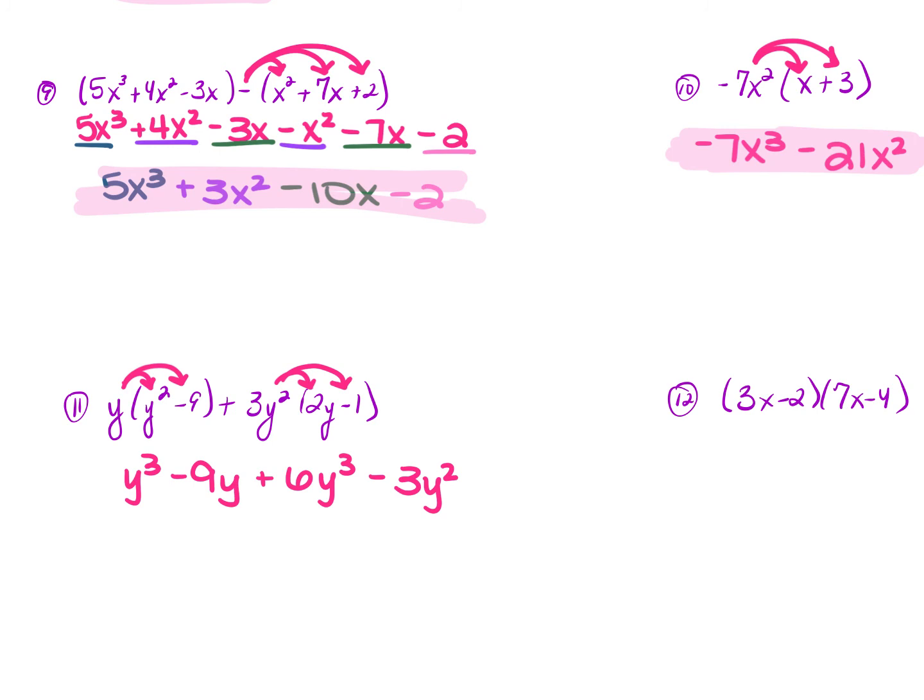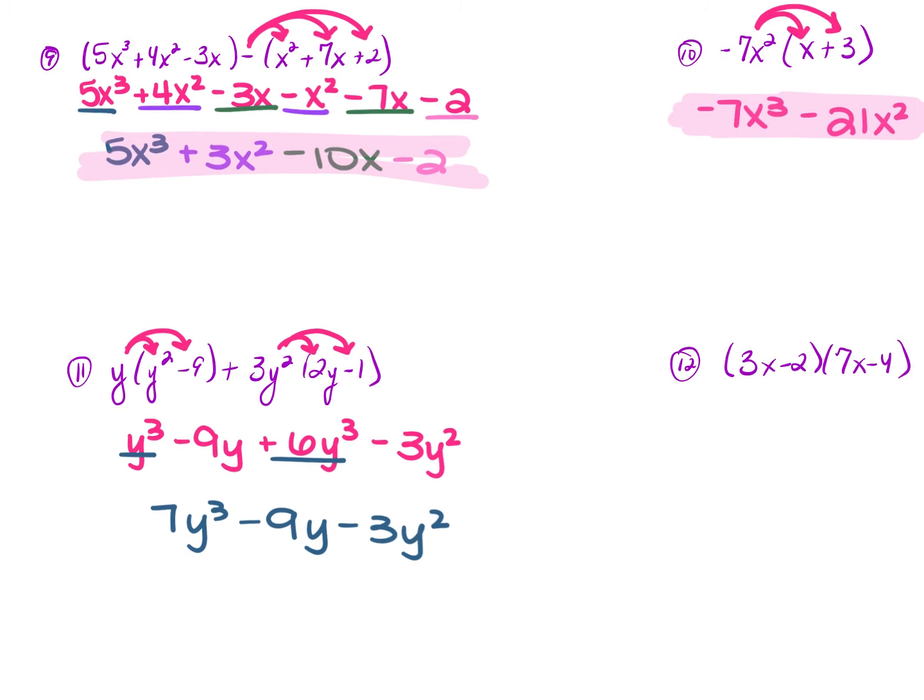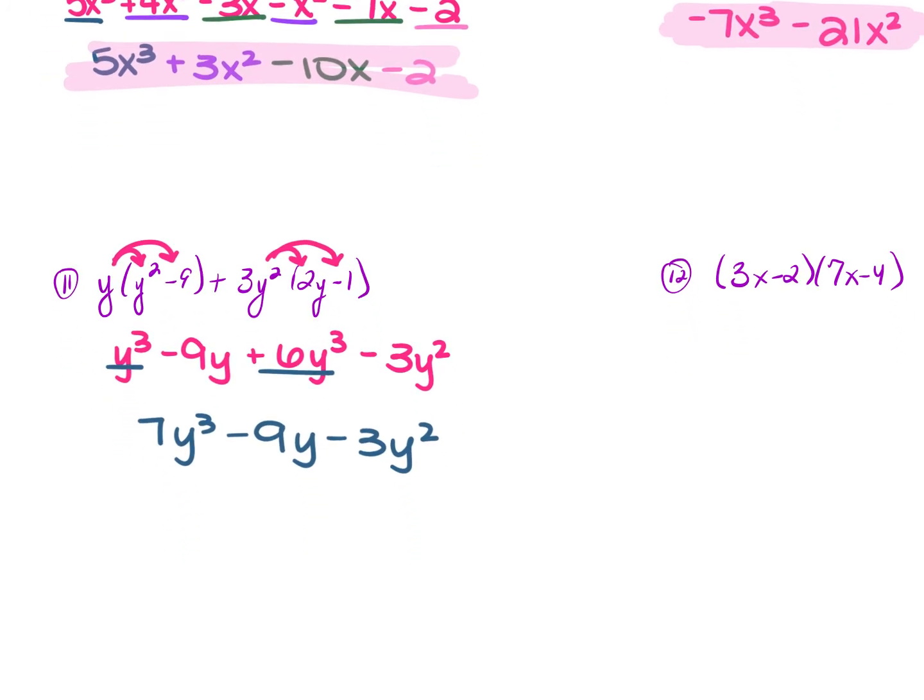For this one, you do have like terms. You have the y cubed and the 6y cubed that you can combine to give yourself 7y cubed. From here, we would put this in standard form. So we would make sure that our powers would go from largest to smallest from left to right. So that's going to give us 7y cubed minus 3y squared minus 9y.